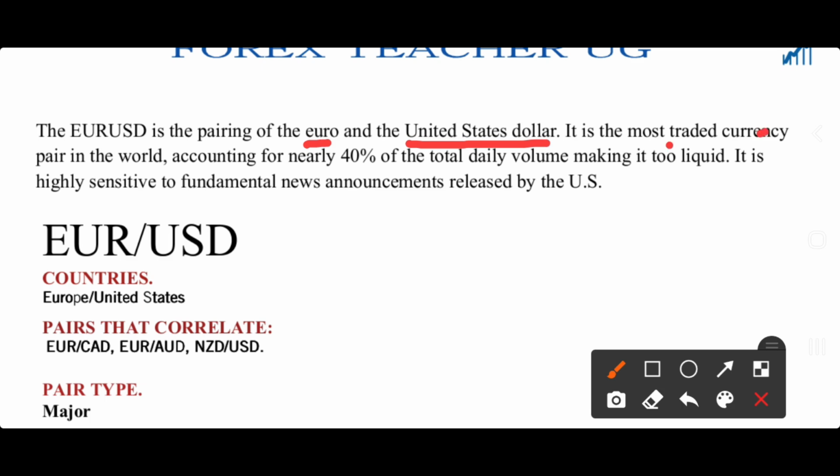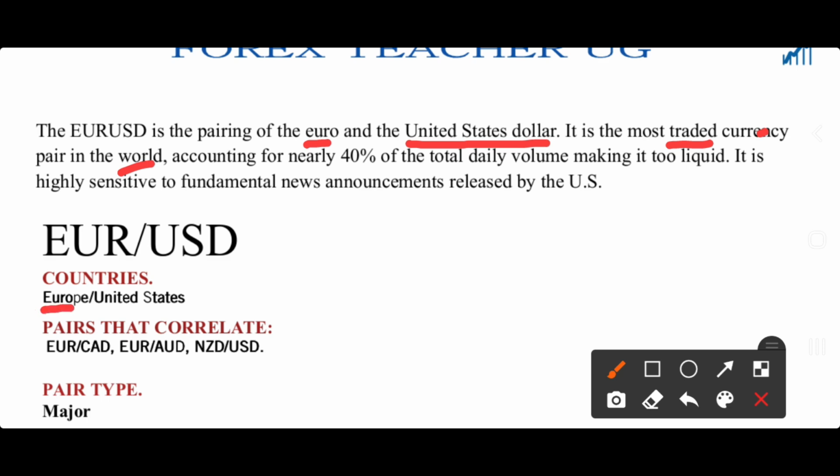It's the most traded currency in the world, accounting for nearly 40% of the total daily volume, making it very liquid. So it's highly sensitive to fundamental news, announcements, and releases by the United States. Now the EUR/USD is a good currency where we should be focusing our eyes, because it has very low spreads and is a stable currency to trade because of so many participants. So it is easier to make money trading this currency.